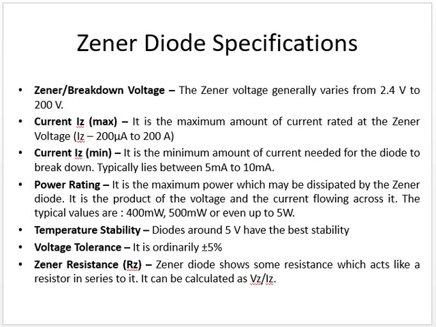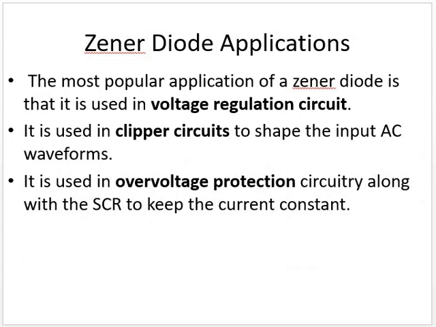Zener diode is used in various electronic devices, but the most popular application is in the voltage regulation circuit. The most common use which you will find in almost every text is the application in voltage regulation circuits, but it is also used in clipper circuits to shape the AC waveforms. It is used as an over voltage protector, along with the SCR. We'll know about these devices and these applications in detail in the upcoming videos, so wait for them.